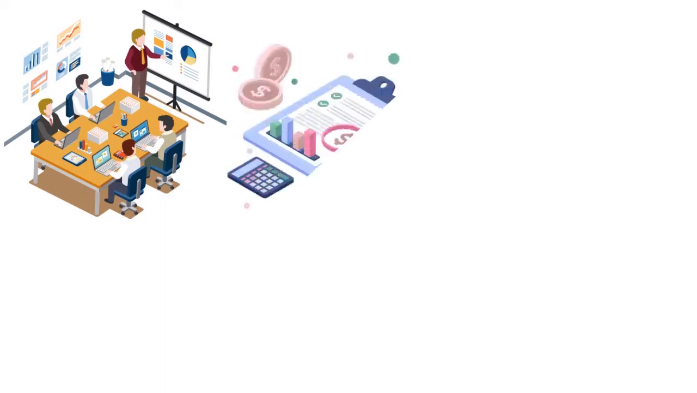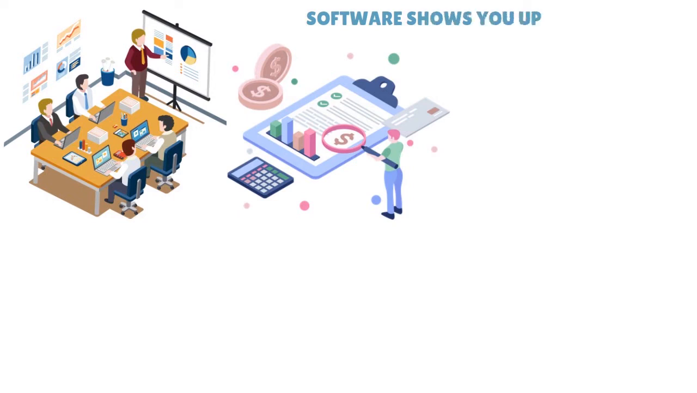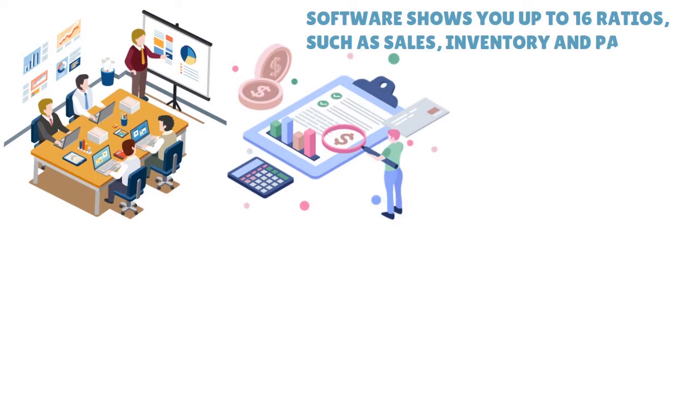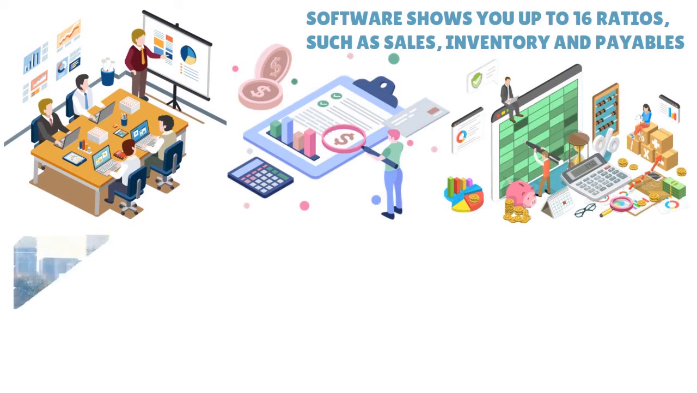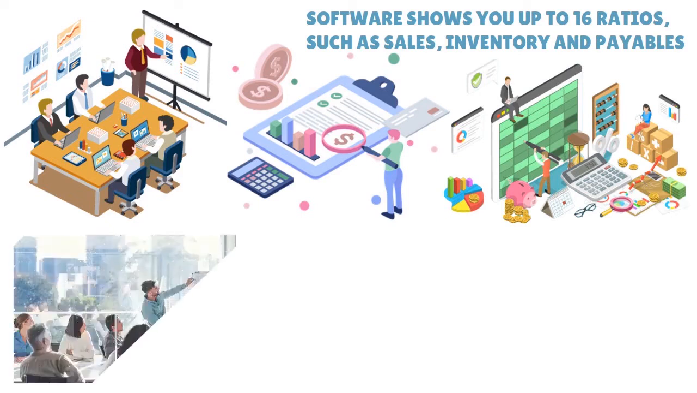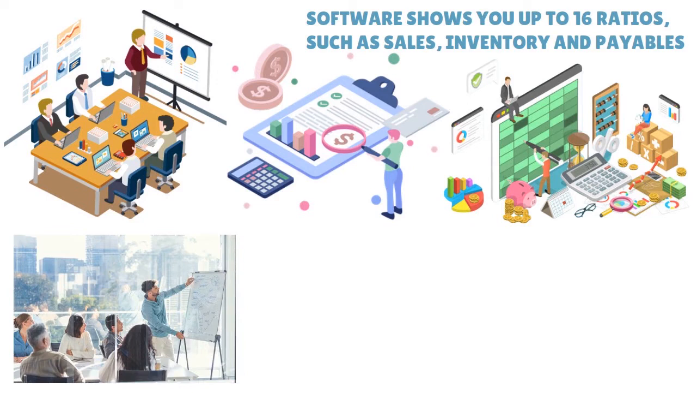And so the cool thing also is that Enloop compares your financial forecast to industry standards, so you don't have to do the research. And the software shows you up to 16 to 20 ratios, such as sales, inventory, and payables, and then shows you what the average is for your industry as it compares to your financials. Think about it. This is exactly the kind of quintessential data that the board members want to see, right?